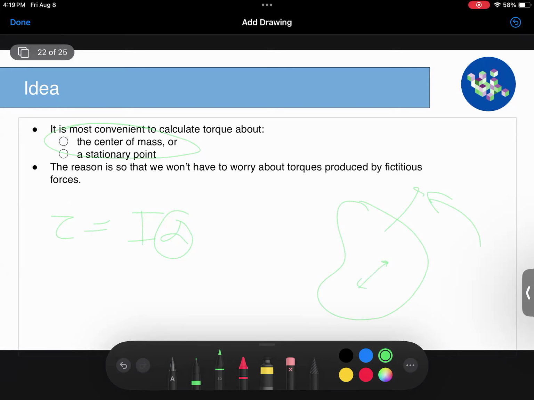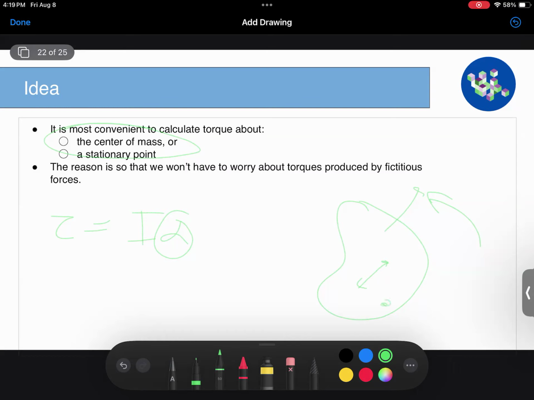There would be a fictitious force, and that fictitious force is applied to the center of mass. The thing is, we won't have to worry about the torque produced by that fictitious force because your R for that fictitious force is equal to 0. Your F is not equal to 0, but your R is equal to 0. So the torque produced by that fictitious force is equal to 0.